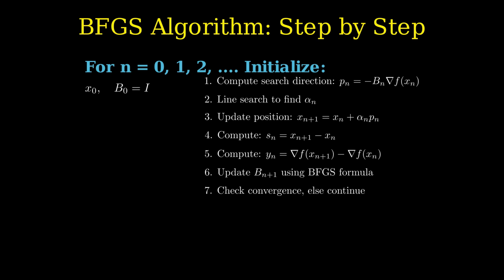Step 3, update position, x new equals x old plus alpha times P. Step 4, compute S, the step we took. Step 5, compute Y, the change in gradient. Step 6, update B using the BFGS formula. Step 7, check if we've converged. If not, repeat.